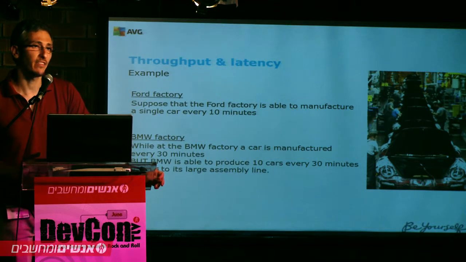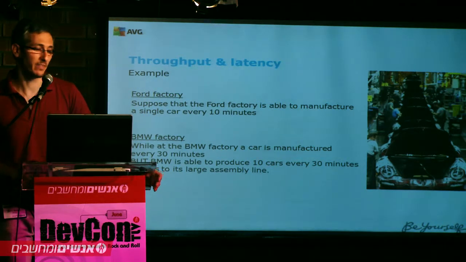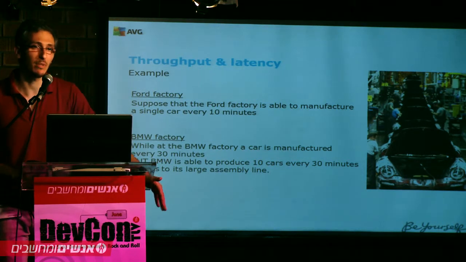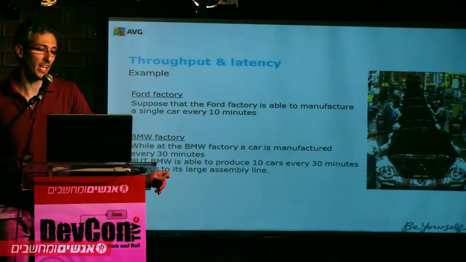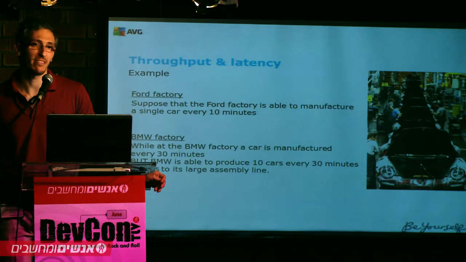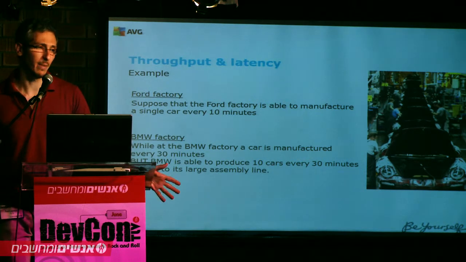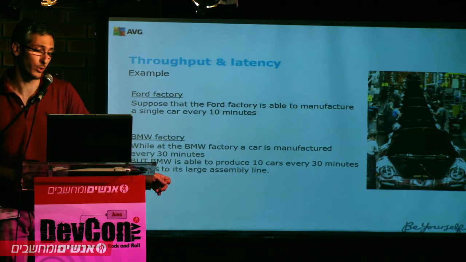On the other hand, suppose that the BMW factory is able to manufacture a single car every 30 minutes, but BMW has a large assembly line which allows them to manufacture 10 cars simultaneously. So that's the idea behind throughput, and that's what the GPU is trying to achieve. It tries to maximize the amount of work, to maximize the amount of computation it can do per unit of time.